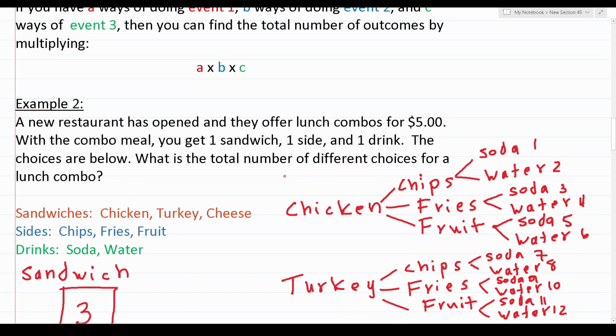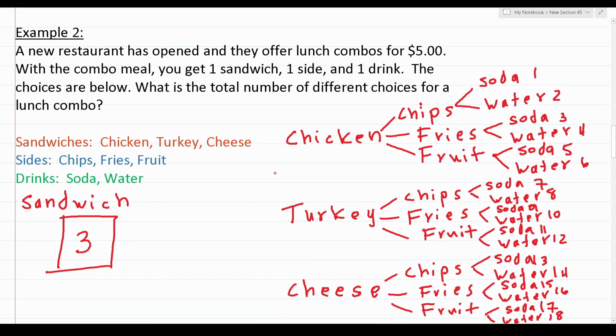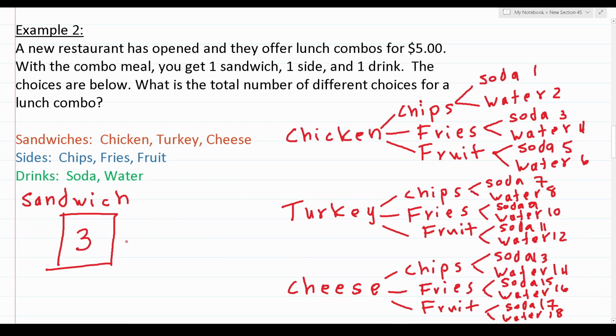What's event 2? That's going to be our side. So we're going to multiply this by the number of sides we can have. As far as the number of sides go, we can either have chips, fries, or fruit. So that's also 3 different ways of having sides. And then finally, as far as event 3 goes, that's going to be drinks.